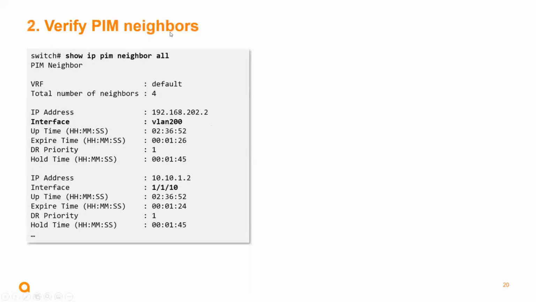Now, verify PIM neighbors. We can do show IP PIM neighbor all and take a look at all your neighbors, right? Appropriately on given interfaces, right? You have the interface VLAN 200 and you have a neighbor on 1/1/10, for example. And you can see who's the DR and things like that. Good information there, right? Timers and everything.